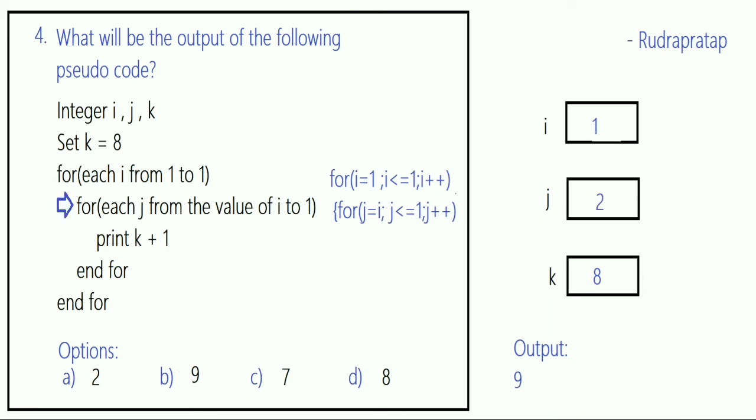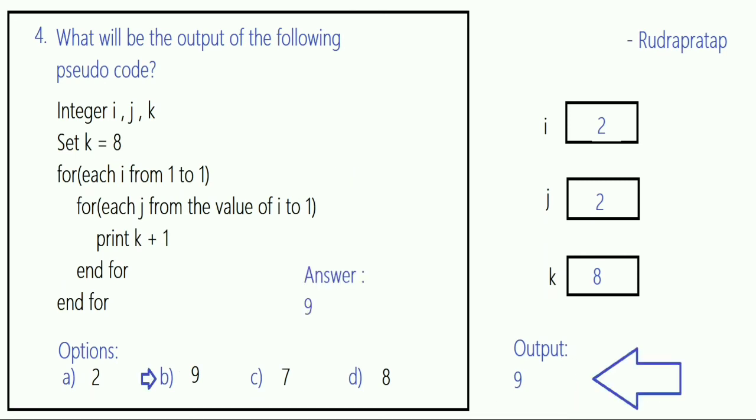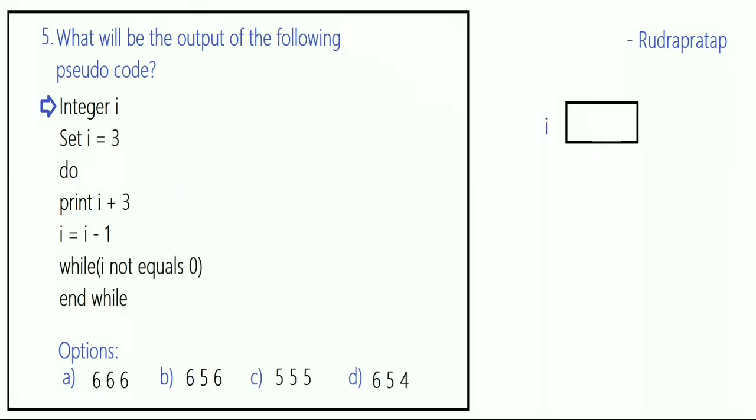And after that value of j is incremented. Now value of j becomes 2. It will check condition 2 is less than equal to 1, which is false. So it will check outer loop, and value of I is also incremented. 2 is less than equal to 1, which is also false. So it will exit both the loops and we got our output as 9. This is our answer. So let's move to the last question.